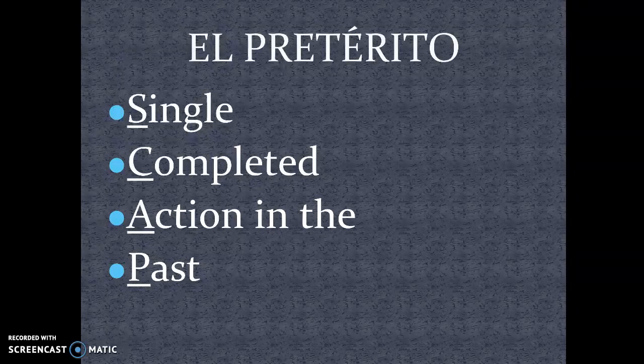When you're asked on a quiz, on a test, or on a worksheet why el pretérito was used, it will always be okay, at least in my class, for you to answer with SCAP. In other words, it happened once, it's over, and it's done with.